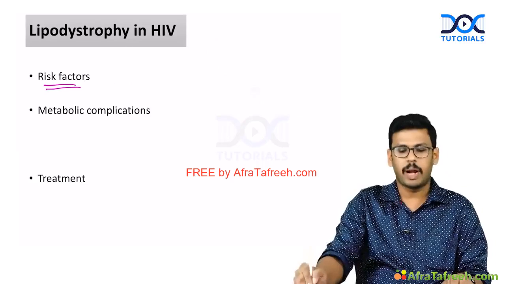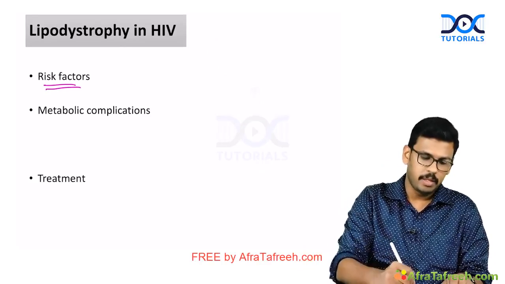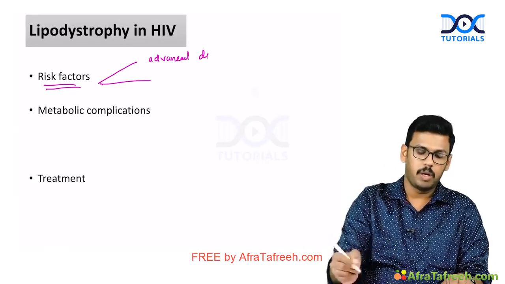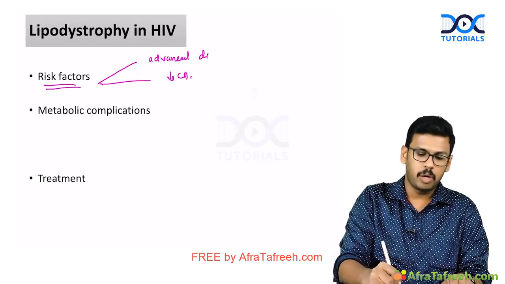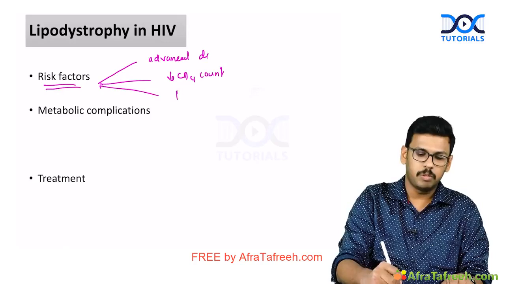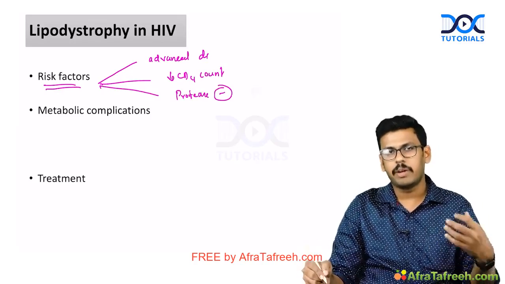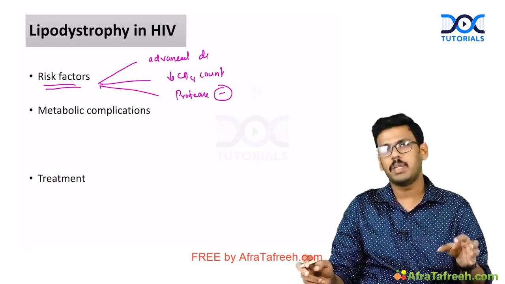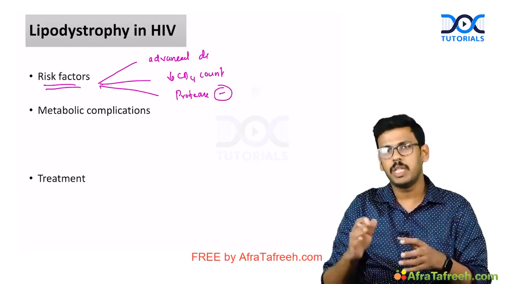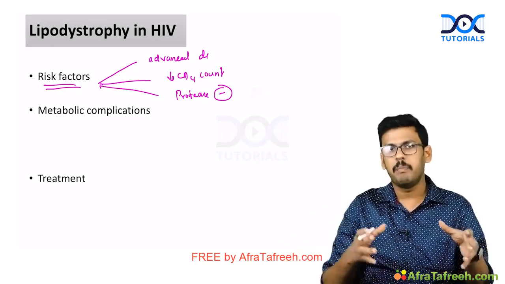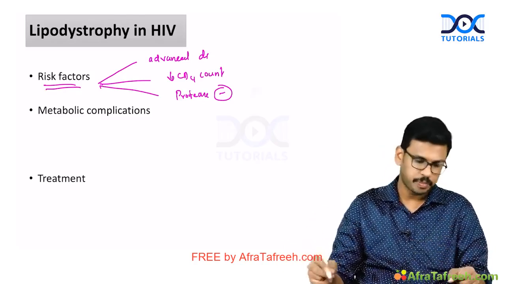The risk factors for lipodystrophy in HIV include advanced disease, low CD4 count, and the use of protease inhibitors. You know that protease inhibitors also will reduce adipogenesis by two mechanisms, by reducing the sterol regulatory element binding protein 1 as well as by reducing the PPAR gamma action.